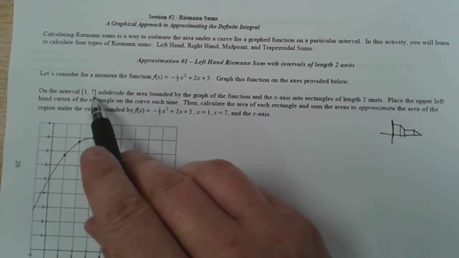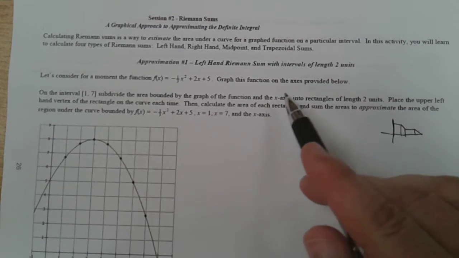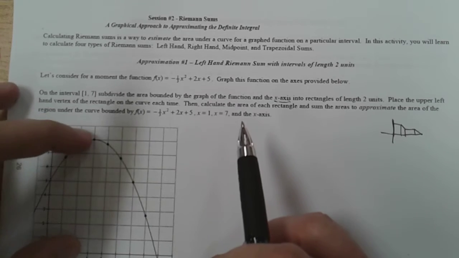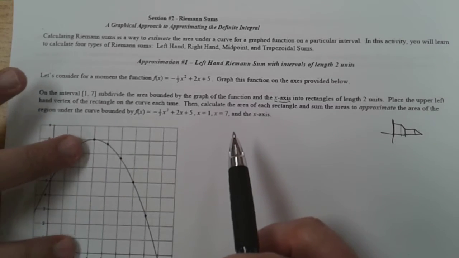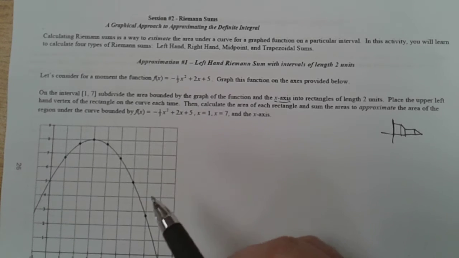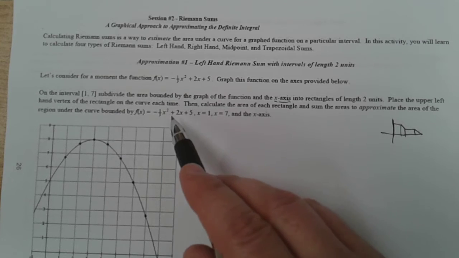On the interval 1, 7, including those, subdivide the area bounded by the graph of the function and the x-axis. So what we're doing is we're finding how much of this area this takes up right here, between here and the x-axis. Place the upper left-hand vertex of the rectangle on the curve each time, then calculate the area of it.